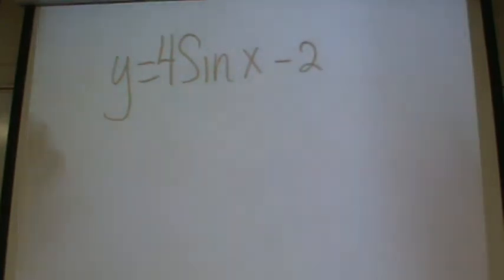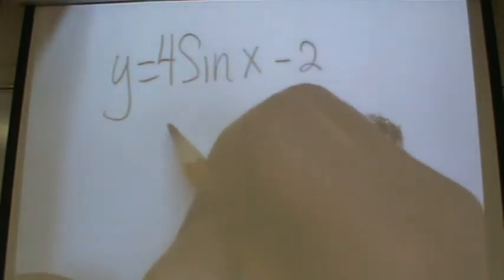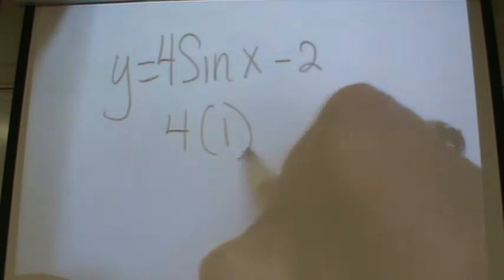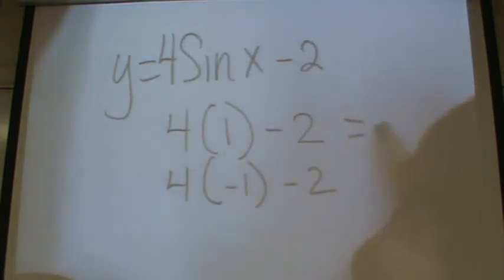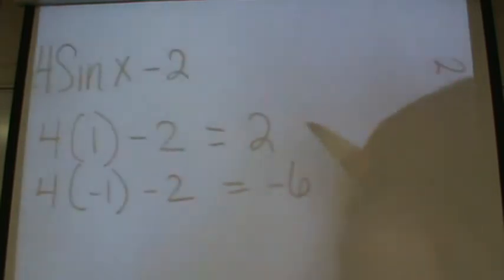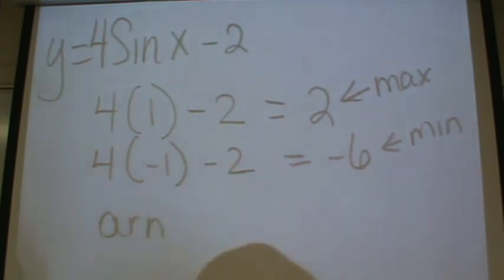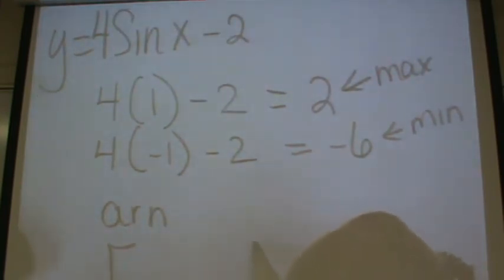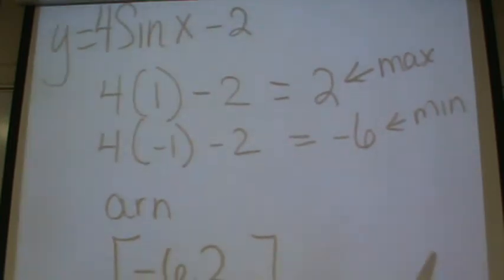So I don't want to graph this one. How do I find the max, the min, the domain, the range, all that? You're going to do 4 times 1 minus 2 and 4 times -1 minus 2. So this you get 2, and this one you get -6. So that's your max, that's your min, your domain is all real numbers, and your range, how are you going to write the range correctly? With brackets, because it's going to reach those two numbers. Does that make sense? Okay.